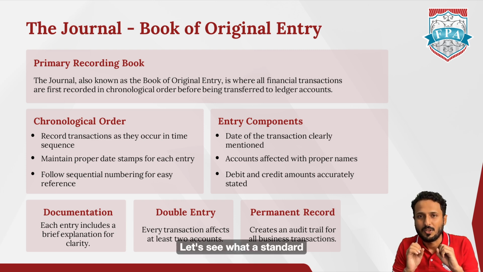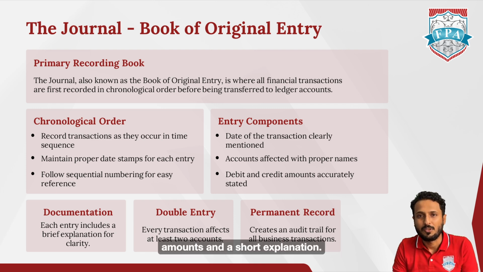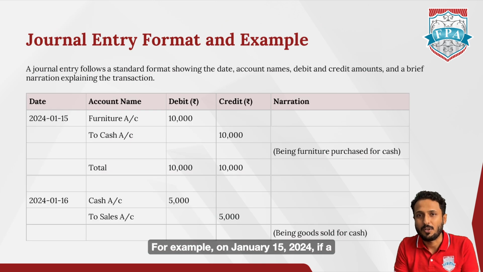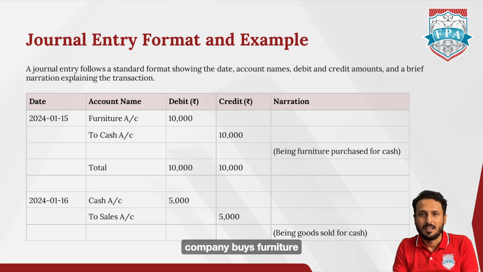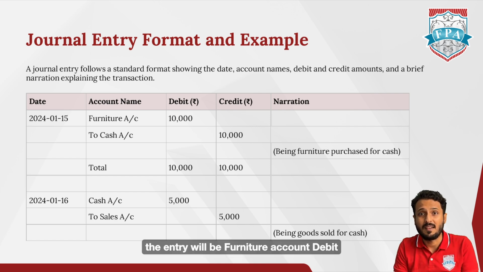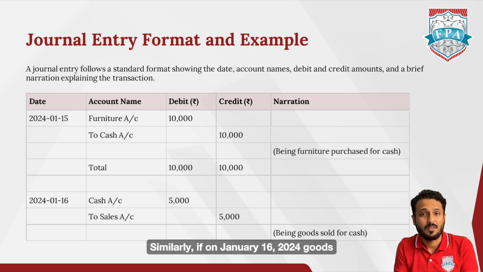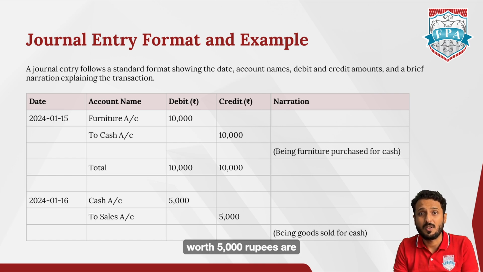Let's see what a standard journal entry looks like. Each entry shows the date, the account names, the debit and credit amounts, and a short explanation. For example, on January 15th, 2024, if a company buys furniture worth 10,000 rupees for cash, the entry will be furniture account, debit 10,000 rupees to cash account, credit 10,000 rupees with the narration being furniture purchased for cash. Similarly, if on January 16th, 2024 goods worth 5,000 rupees are sold for cash, the entry becomes cash account, debit 5,000 rupees to sales account, credit 5,000 rupees. This method ensures clarity, order, and accuracy in financial reporting.